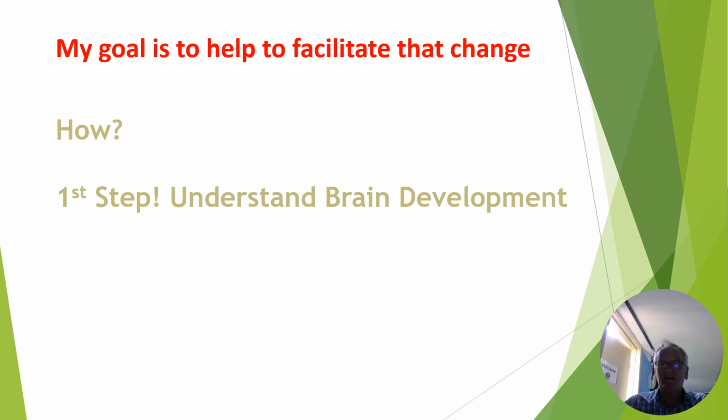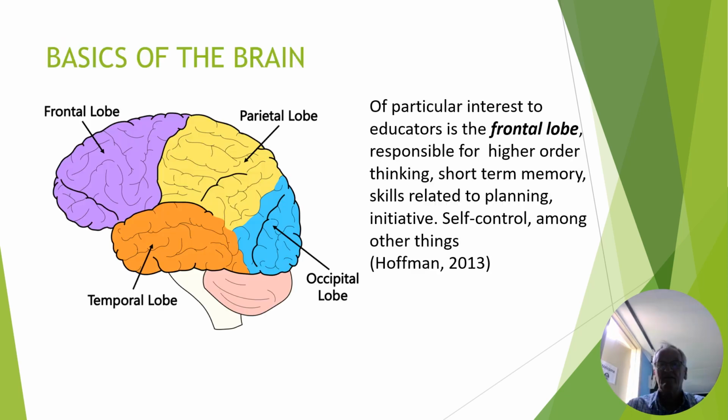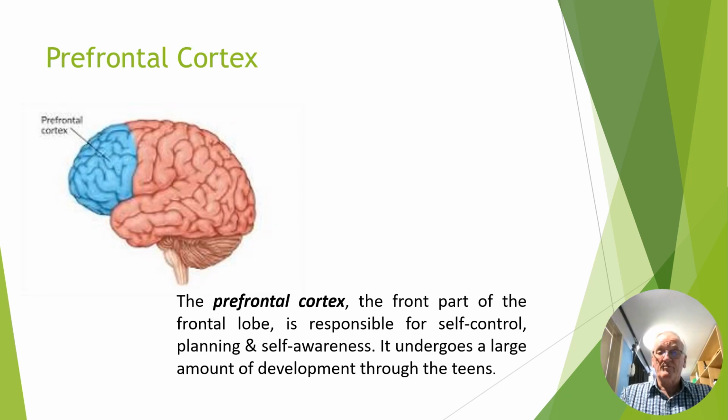First step is to understand how the brain works and develops. This is a sketch of the basics of the brain, showing the various lobes. Of particular interest to teachers is the frontal lobe. Part of the frontal lobe is the prefrontal cortex, which is responsible for self-control, planning, and self-awareness. It's understood that it undergoes a large amount of development through the teenage years.